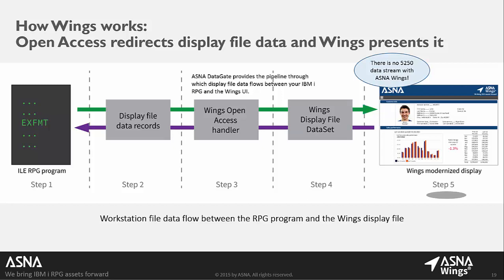The Wings UI fulfills the traditional indicator-driven contract between a display and an RPG program. For example, if an indicator was used to position a cursor in the original display, Wings fulfills that contract by also conditionally placing the cursor in the field when that indicator is on. The underlying pipeline that moves the display file data between the RPG program and the Wings display is provided by the Wings framework. When the operator presses the Enter key or a function key, the data is sent back to the RPG program over this same path.